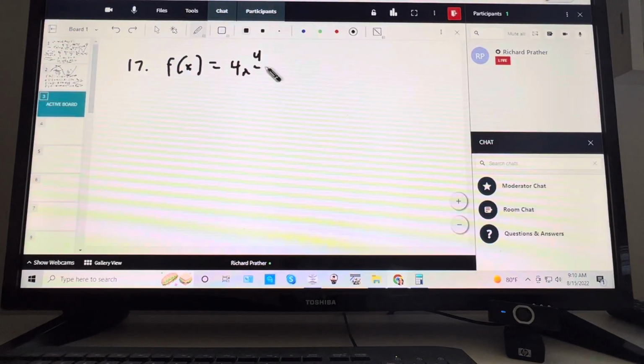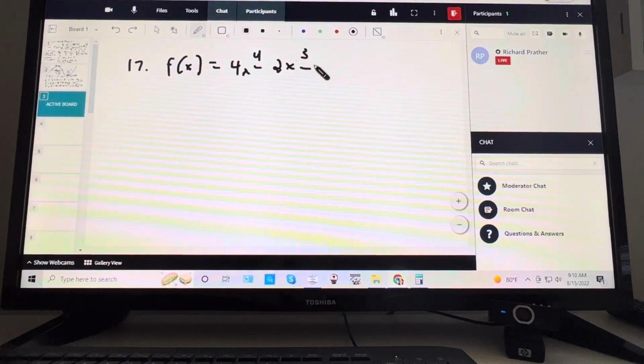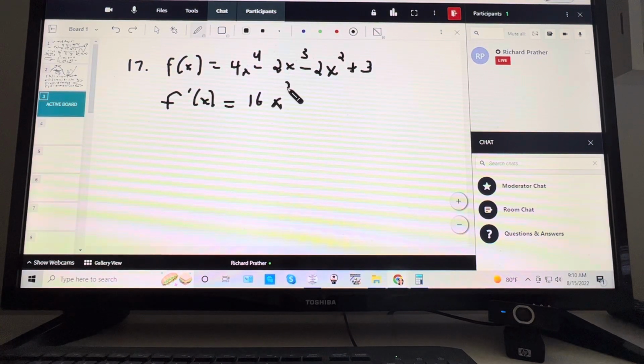minus 2x cubed minus 2x squared plus 3. The first derivative is just the power rule. 4 times 4 is 16, and decrease the exponent by 1. 2 times 3 is 6, decrease the exponent by 1. 2 times 2 is 4, decrease the exponent by 1. There is no x term, first power, but the derivative of 3 is nothing.